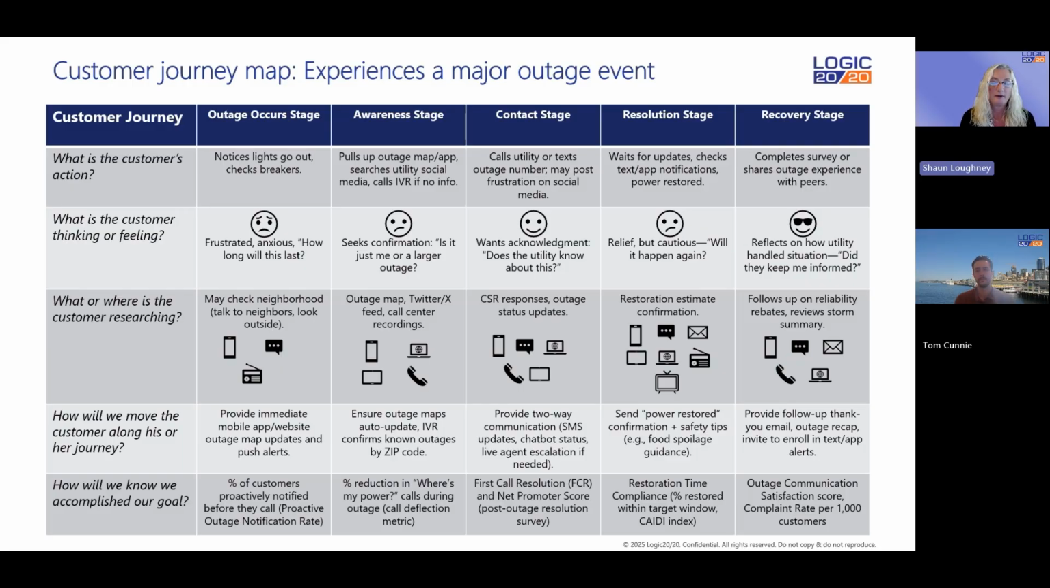This is probably the most important part of this map because this is where we want to tie our KPIs to the work that we are trying to improve. This is so that we can monitor that we're actually accomplishing the improvement. So for our outage, we may be tracking the percentage of customers proactively notified before they call. This could be a proactive outage notification rate.